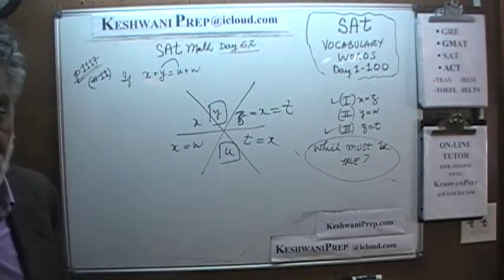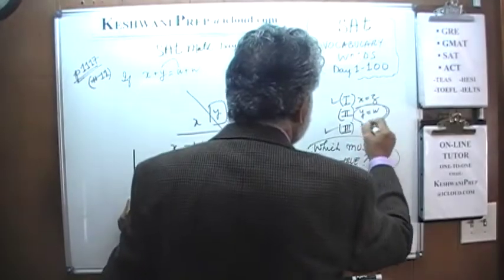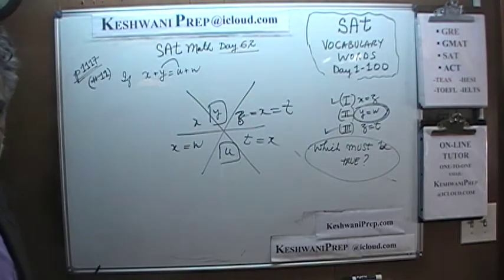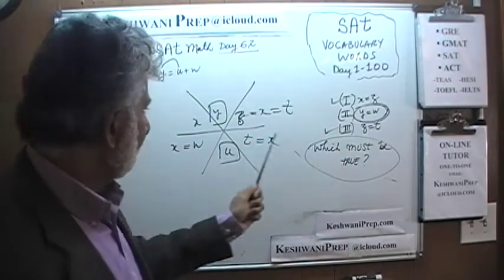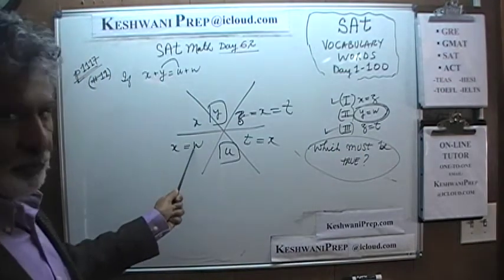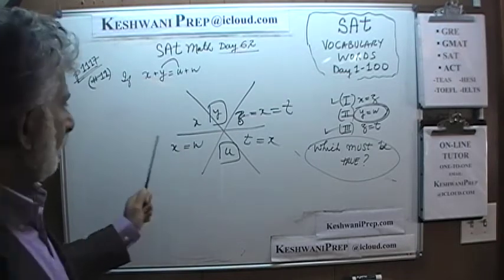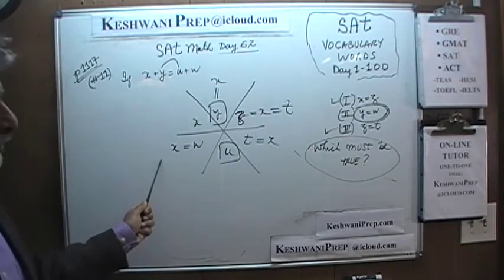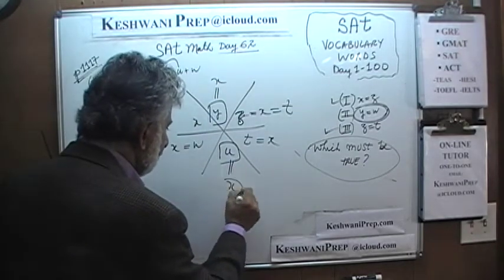Y and u is not what we're interested in. What we're interested in is y and w. Can we prove that y equals w? To which the answer is, y can only equal w. Listen carefully. Y can only equal w if y also happens to equal x, because w equals x. But then again, if y equals x, then u would have to equal x.